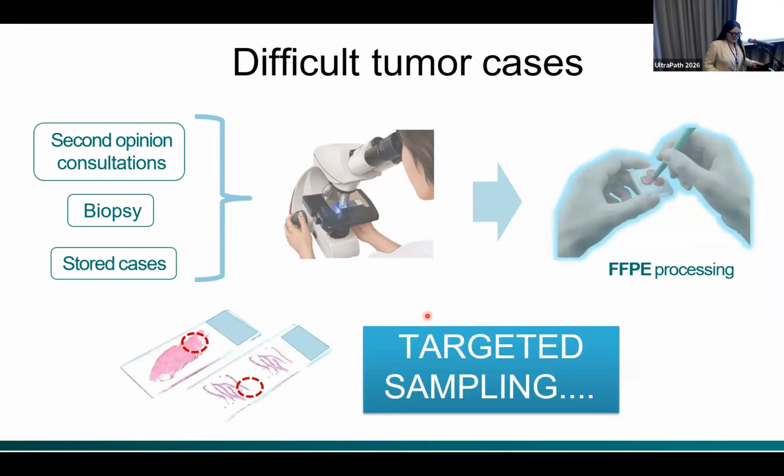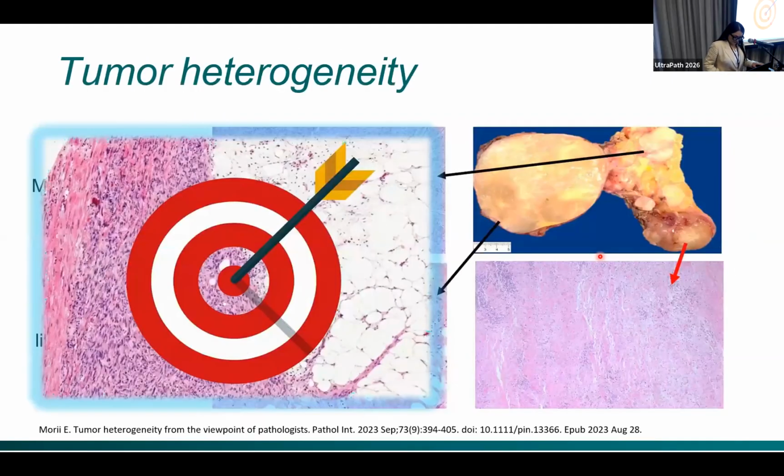So we have the next situation. For example, when we face a diagnostic challenge on light microscopy, particularly in cases like second opinion consultations, or in small specimens like biopsies, or even in store cases, we only have the slides and the paraffin blocks. So this is where the targeted sampling of the FFPE processes becomes very viable. So we have an example.